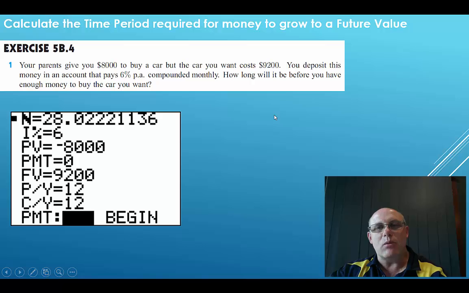Now, in reality, we'll be looking at that as being a calculation where you put regular savings into an account that earns interest as well. So not just putting a deposit in there, but we're actually going to be putting regular payments in. So that's actually a more realistic scenario.